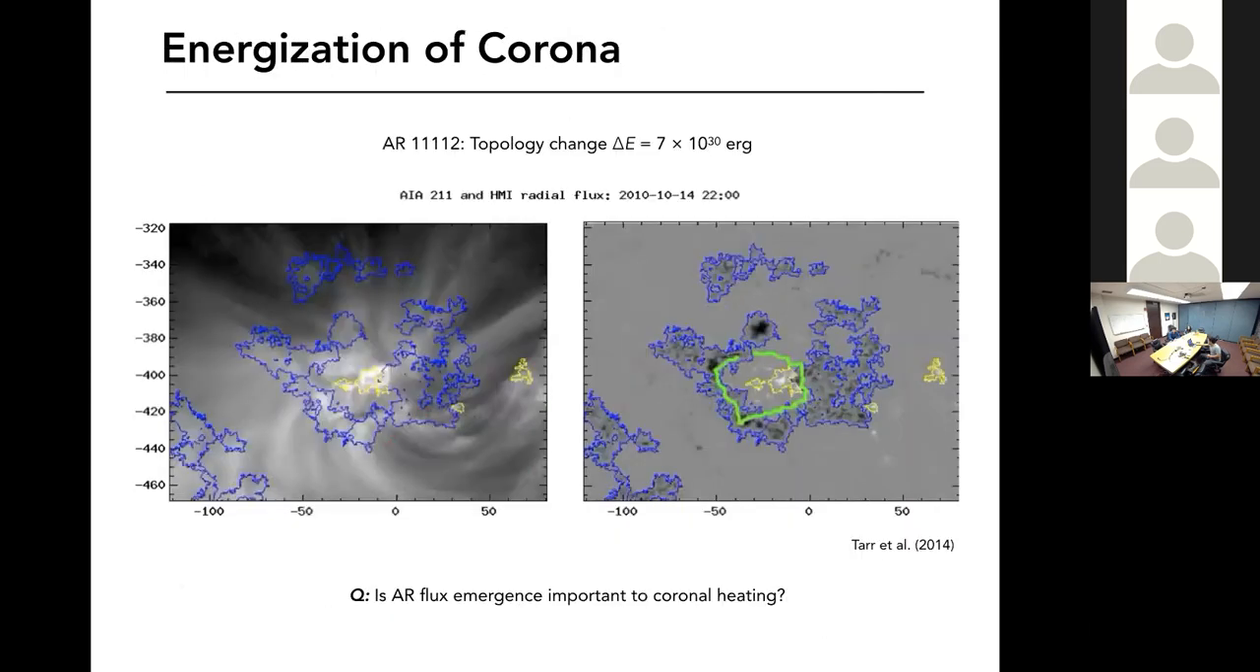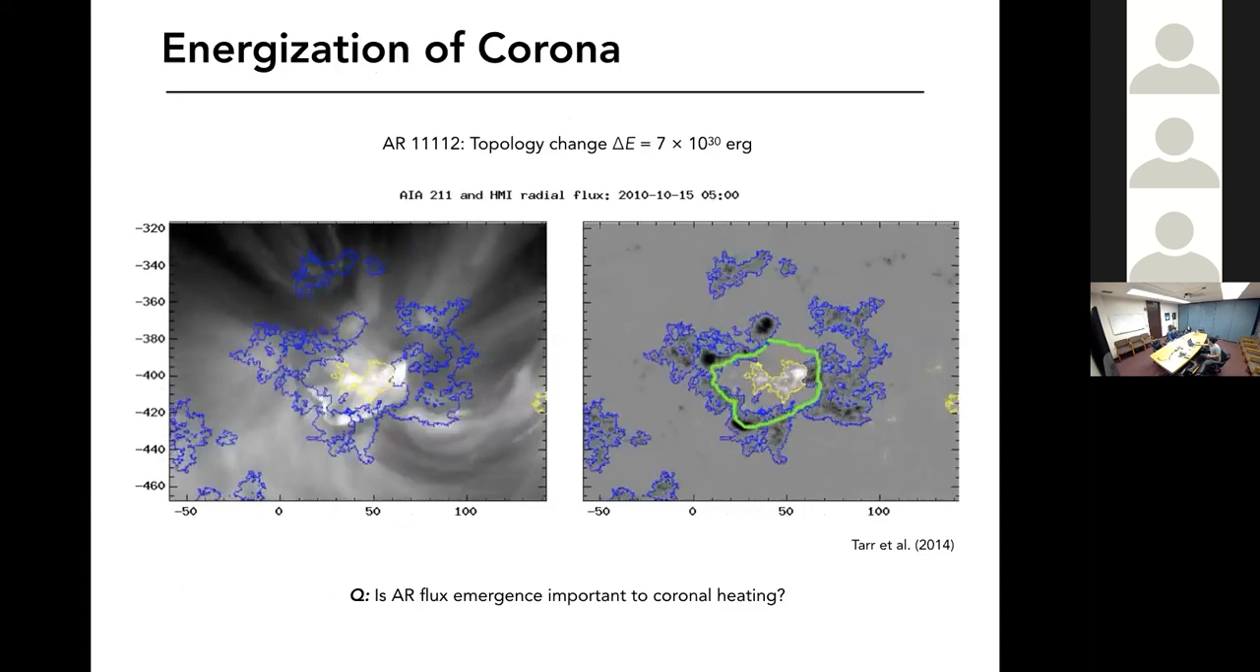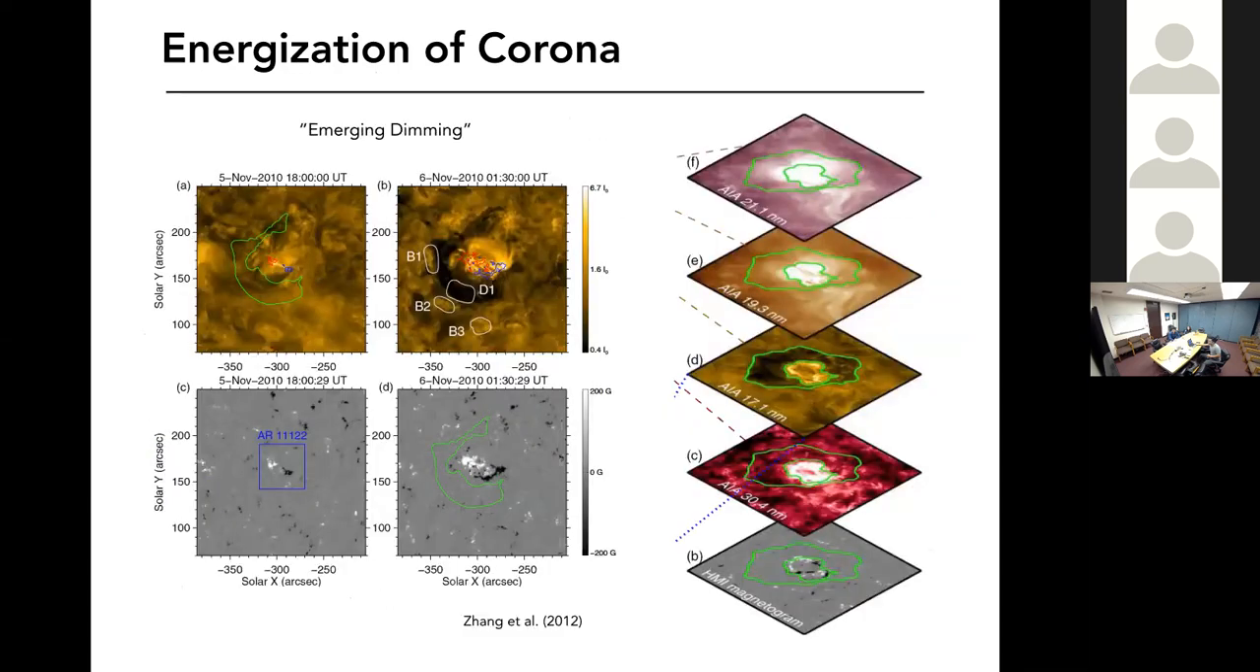Okay, so this is a personal choice. So this is a so-called emerging dimming. We talked about, I think at one point, the importance of having multiple wavelengths, for example for EUV, multiple wavelength observations, because we want a more complete temperature diagnostics. This is a perfect example of that.